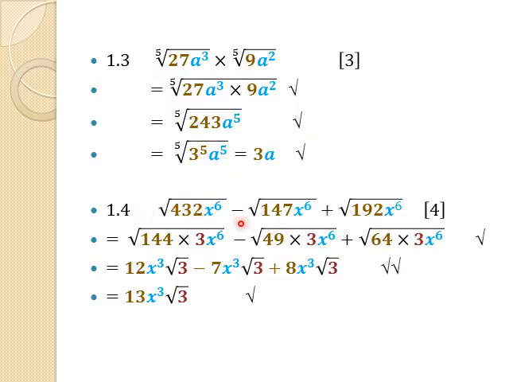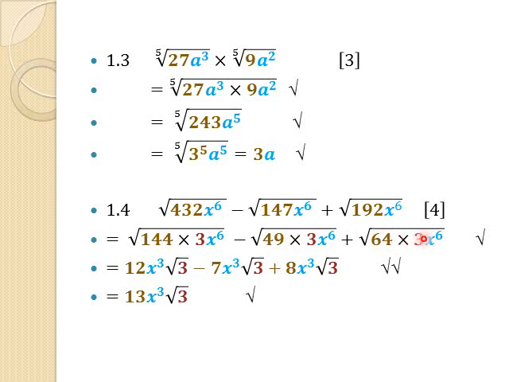1.4, when we add and subtract surds, we have to make them like terms. Right? So like terms meaning they have the same value under the radical sign, same exponents, etc. So 432. Right, we need to know all our perfect squares up to 169. So therefore 432 becomes 144 times 3. Once I have the first times 3, I know the rest all are times 3. So 147, 49 times 3 gives me 147. 192, 64 times 3 gives me 192.